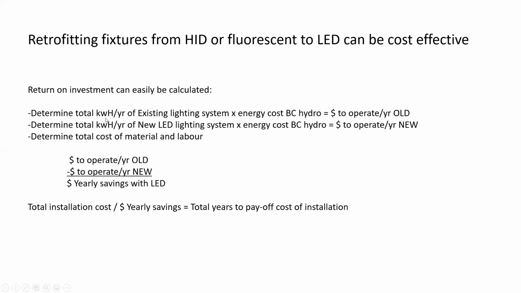Then you do the exact same calculation with the same number of hours for the new LED lighting system, and we get a dollars to operate per year of this new system. And then, of course, we have to calculate how much it costs, labor and material, to put in all the LED. What we do then is we take the old cost and subtract the new operational cost, and this would give us a yearly savings with LED. And with that, we could then divide the total cost of this new proposed installation by the savings per year, and that'll give us a pretty rough estimate of the total years to pay off the cost of the installation. Now, this is a pretty rough ROI, or return on investment, calculation that you can do for lighting.